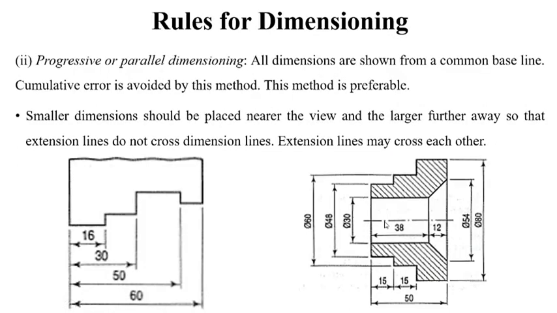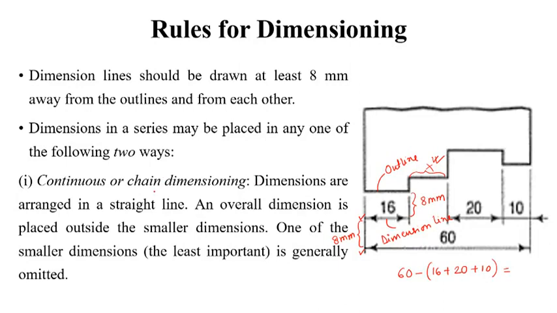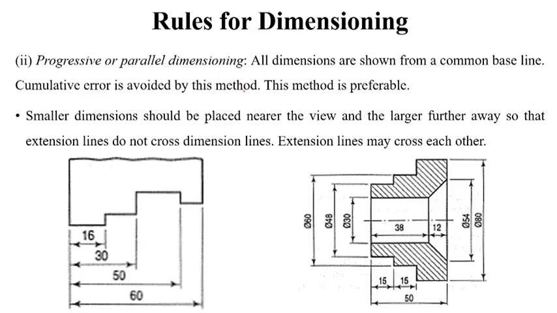Now the second is your progressive or parallel dimensioning. In progressive or parallel dimensioning, all dimensions are shown from a common baseline. So this is your common baseline. Behind this, all the dimensions are given from this common baseline only. And the cumulative error is avoided by this method. This method is more preferable than the previous continuous or chain dimensioning. So the best preferable method is your progressive or parallel dimensioning.